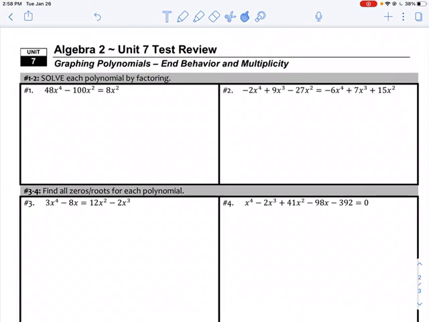All right, guys, let's check out this Unit 7 test review. I'm going to talk you through some things I'm going to do on the calculator, but I'm not going to show it on this one as it's the review. So look back on the lessons if you need extra help on the calculator portion, please.